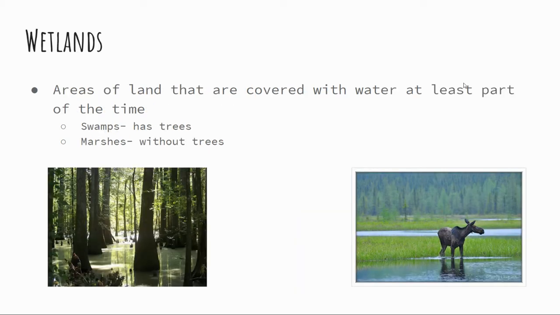So wetlands are areas of land that are covered with water at least part of the time. And there's two different types of wetlands. You have swamps and marshes, and there's a major difference between the two. The major difference is the presence of trees. So swamps have trees. You think about Reelfoot Lake, all the cypress stumps that come up. And marshes, as you see over here, the picture on the right-hand side, don't have trees that grow in these wetlands.